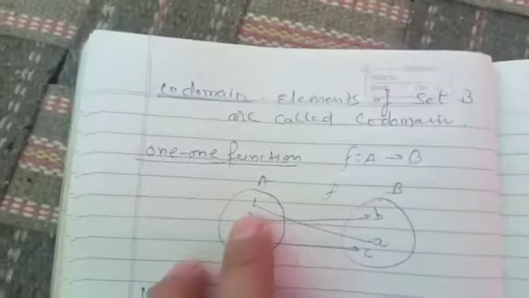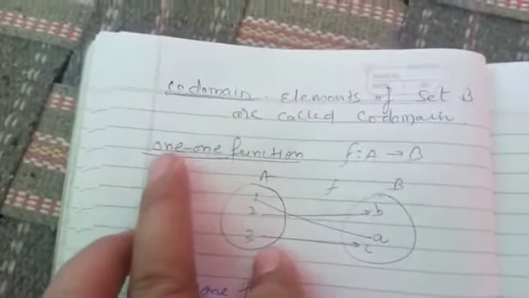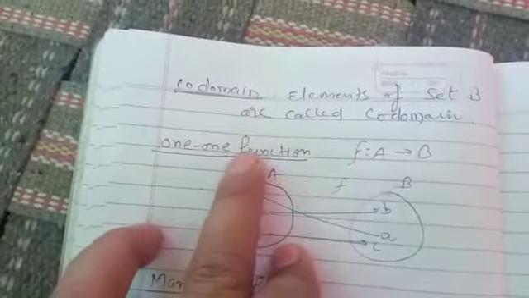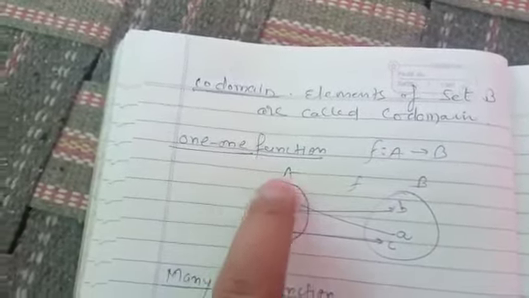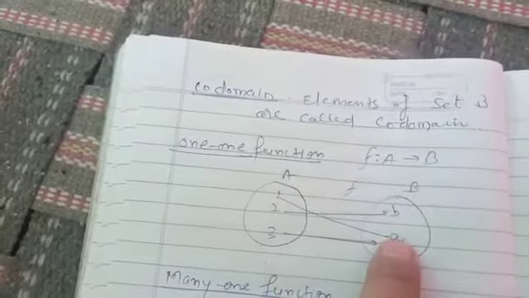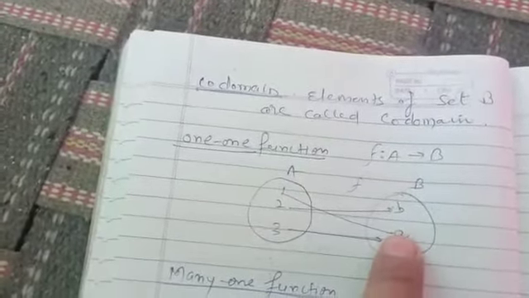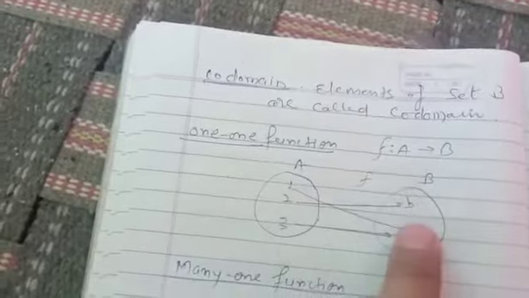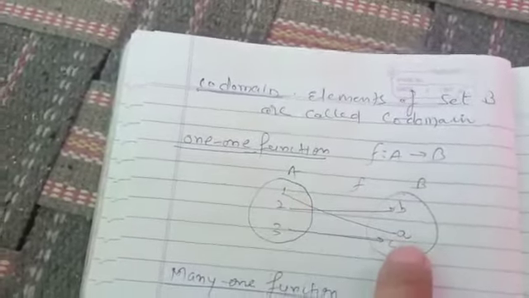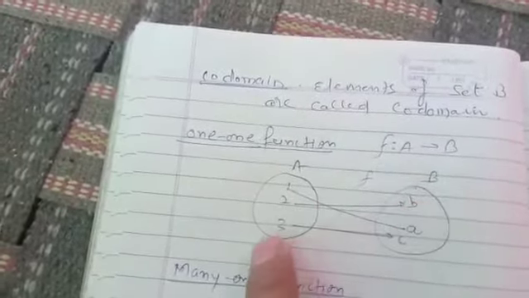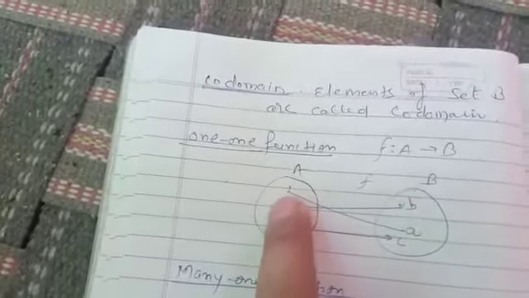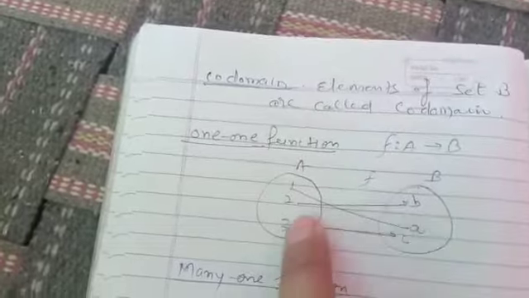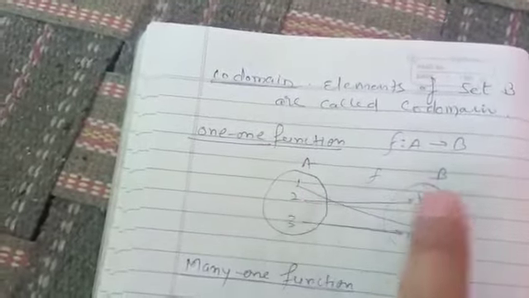Now types of function. In 11th class we have two types of function. First of all, one-one function. When one element of set A is related to one element of set B, then it is called one-one function. 1's image is A, 2's image is B and 3's image is C. Each element has only a single image. So this is called one-one function.